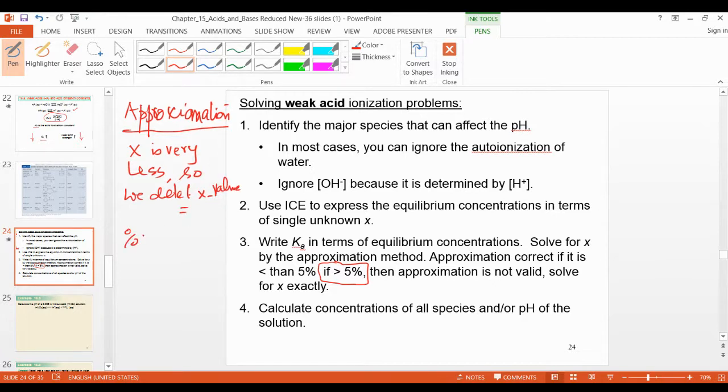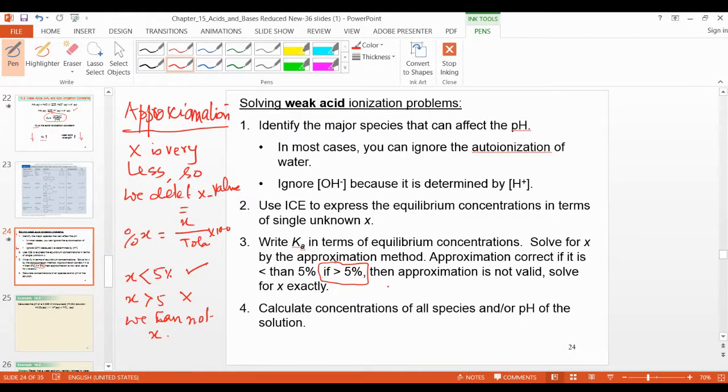Then we calculate the percentage of x: the value of x divided by the total value, multiplied by 100. If this value is less than 5%, the approximation is correct. If this value is greater than 5%, the approximation is wrong, so we will not delete it. In this case, we cannot delete the x value. Then I will solve the equation, then you will understand.